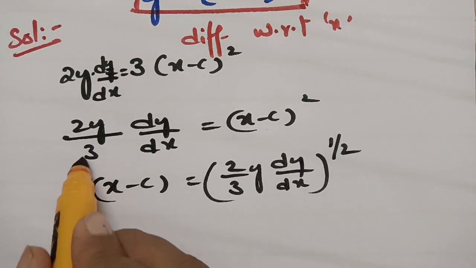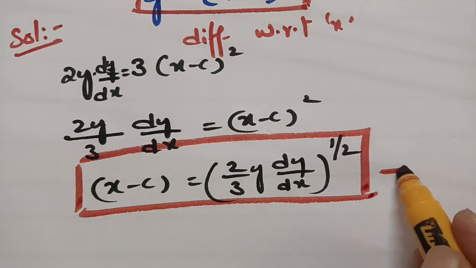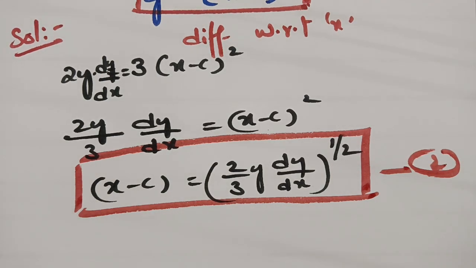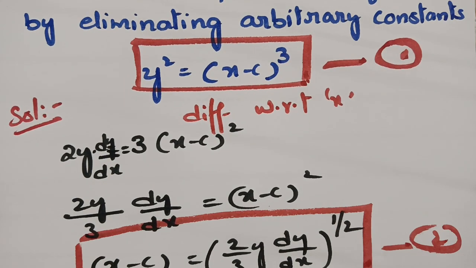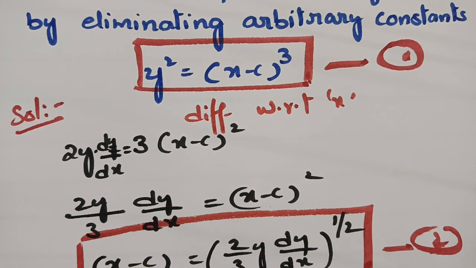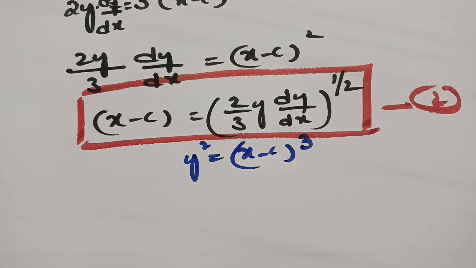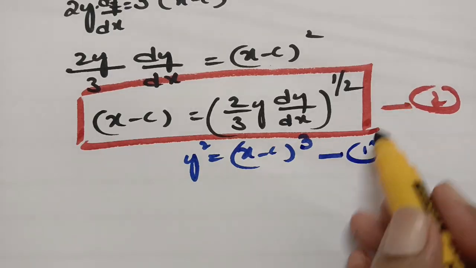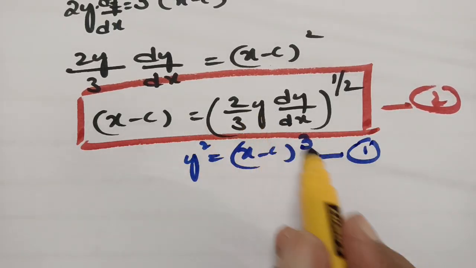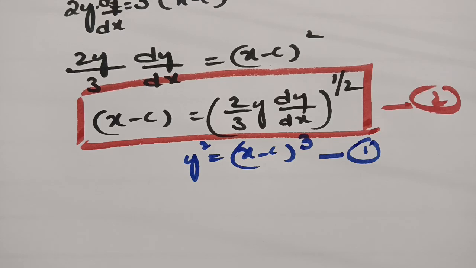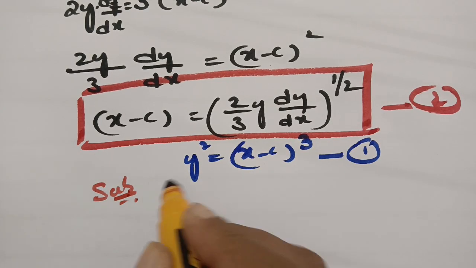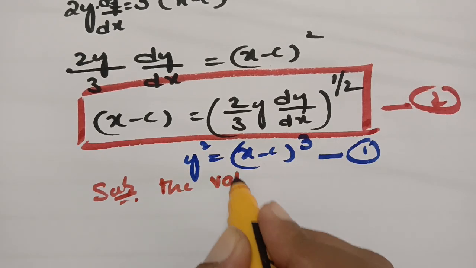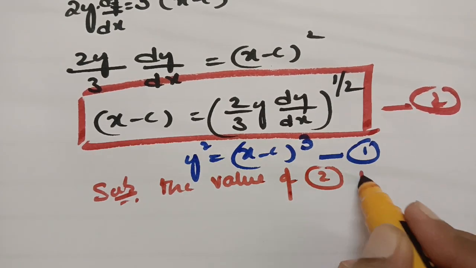I am going to substitute this x minus c value, this is equation 2, in equation 1. So what is our equation 1 here? Equation 1 is very clear: y square is equal to x minus c whole cube. In this I am going to substitute the value of x minus c as this one. Substitute 2 in 1. Substitute the value of 2 in equation 1.